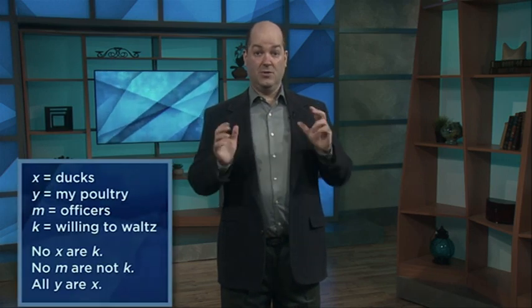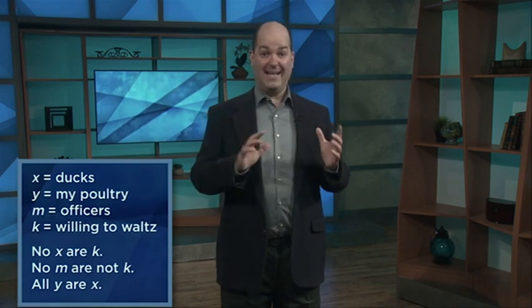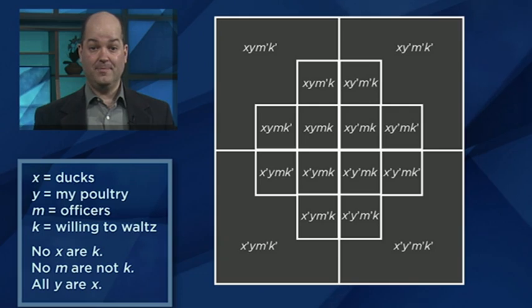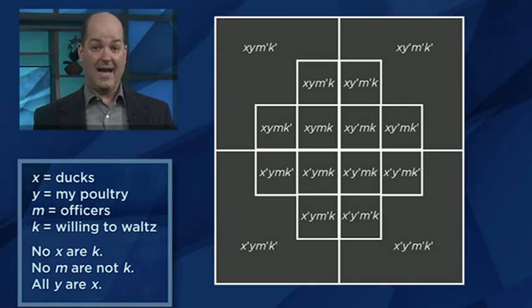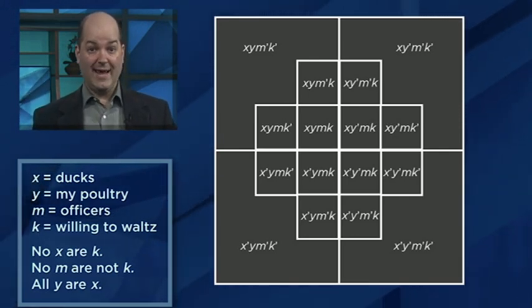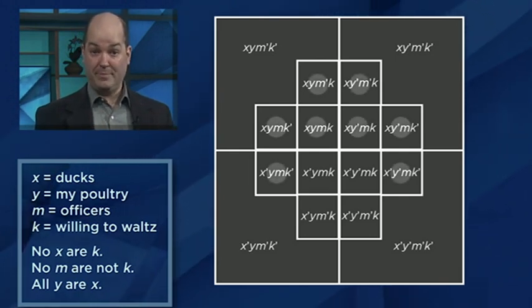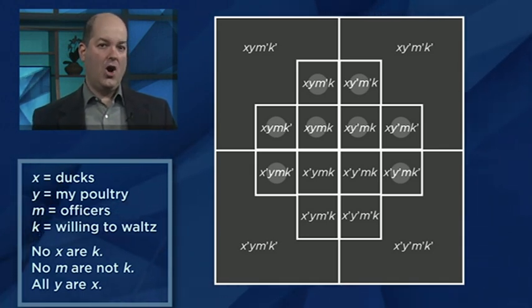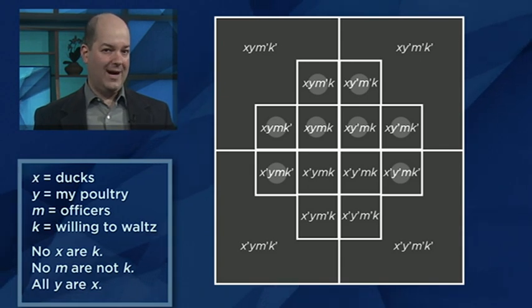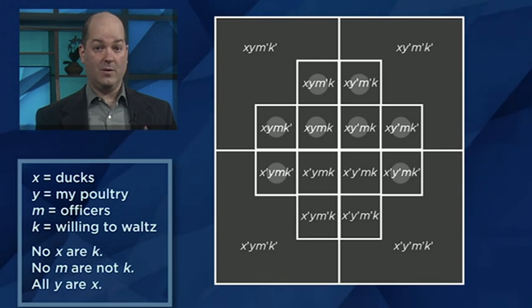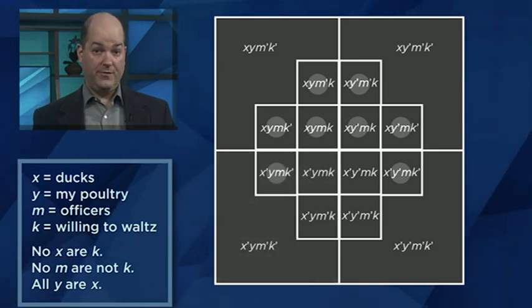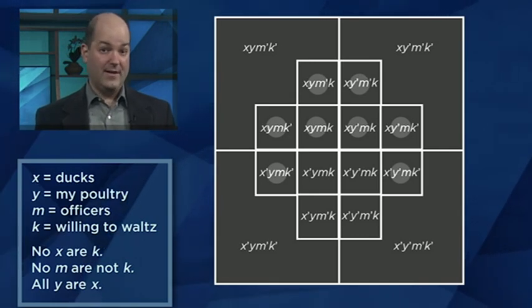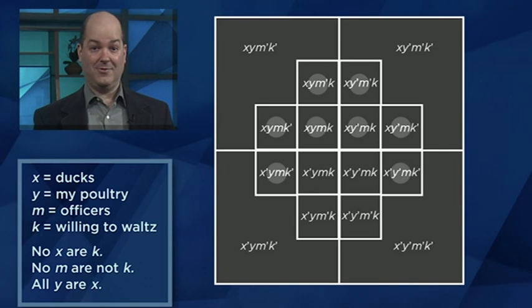The pair of statements no x are k and no m are not k can now be represented like this. In other words, anything that was simultaneously x and k, or simultaneously m and not k, would be in one of those 8 regions. We use gray counters to make it clear that these regions are empty. The final premise was all y are x. Now, having y and lacking x is represented by the 4 regions below the horizontal line and to the left of the vertical line. One of these regions already has a gray counter, and this final premise tells us that the other 3 need gray counters as well.